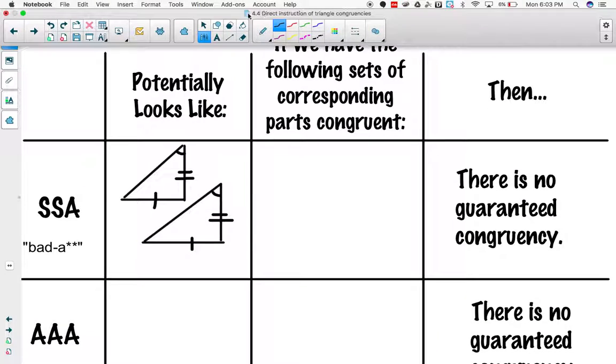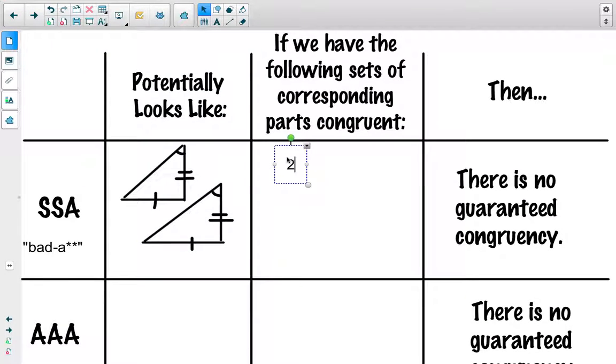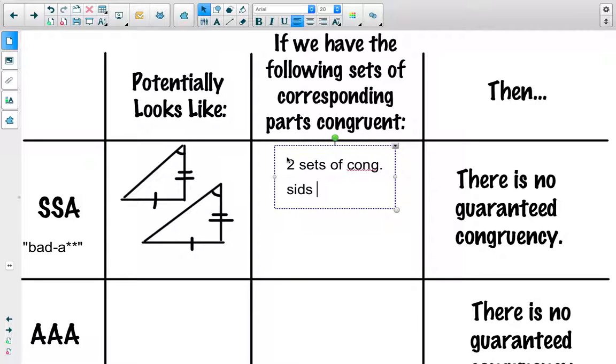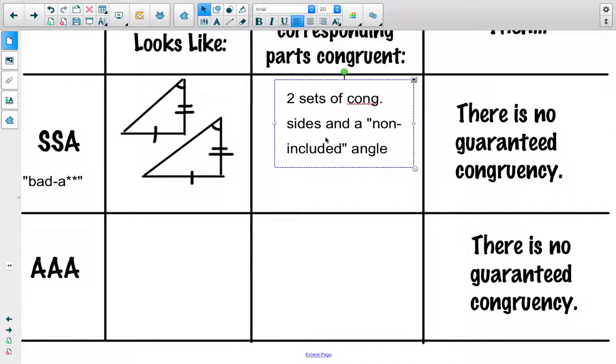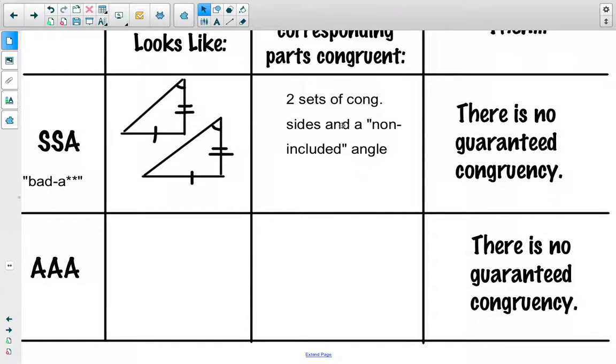I'm going to write that in words. You have two sets of congruent sides and I'll call it a non-included angle. Okay, whenever you see that, it does not guarantee the triangles are congruent. Look around the room, find that category from Friday. You'll see that the triangles hanging up there don't all look the same.